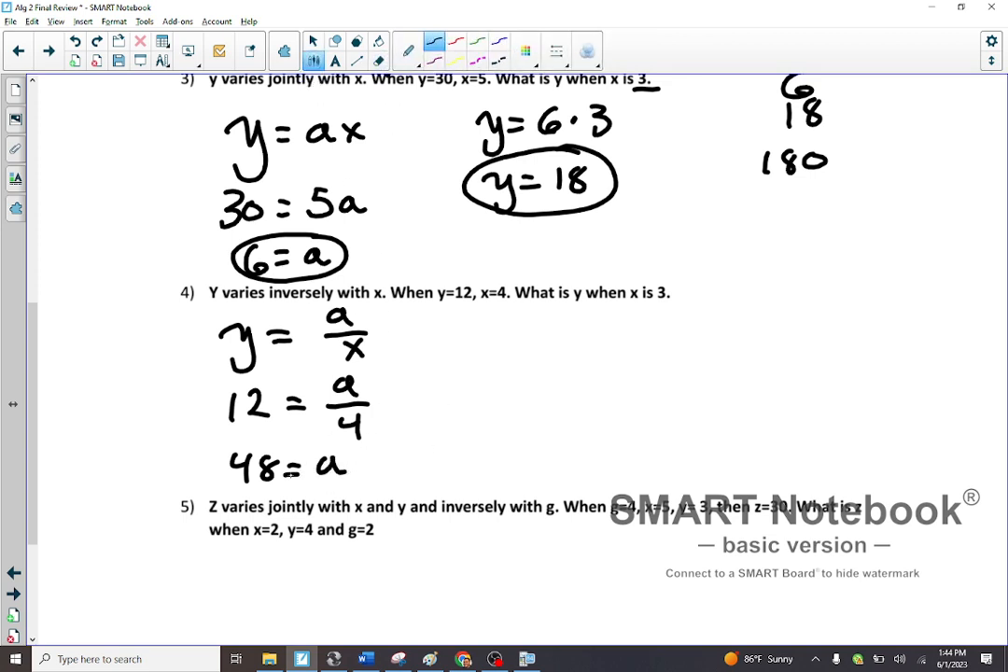Since a is 48, what I could do is take that a and use it to solve what this is when x is 3. So y equals 48 divided by 3. So y must be 16.